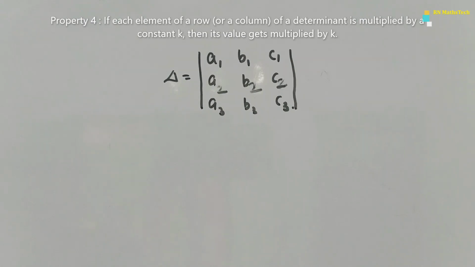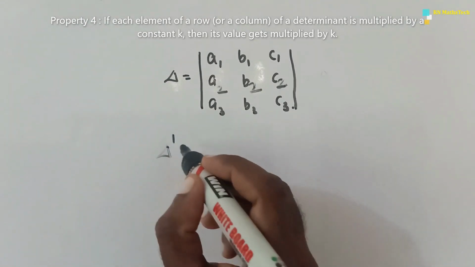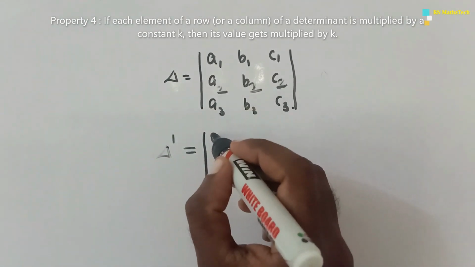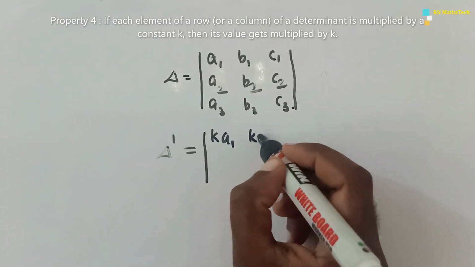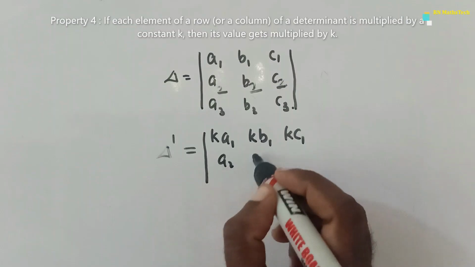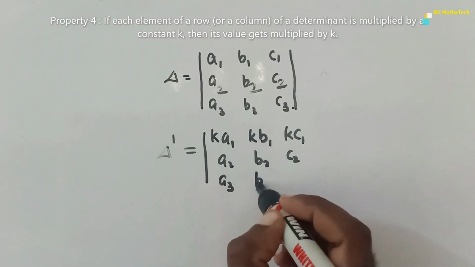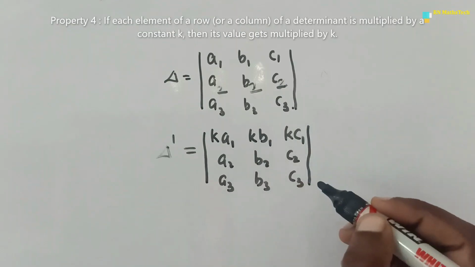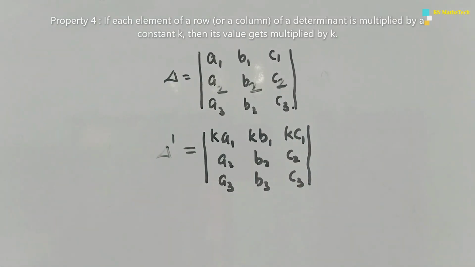Now the next property. Let delta be the determinant a1, b1, c1, a2, b2, c2, and a3, b3, c3. Now form another determinant obtained by multiplying the first row by a scalar k: k a1, k b1, k c1, a2, b2, c2, a3, b3, c3. If the elements of the first row are multiplied by a constant k, then this is equal to k times the value of the determinant delta. That is, if each element of a row or a column of a determinant is multiplied by a constant k, then the value gets multiplied by k.